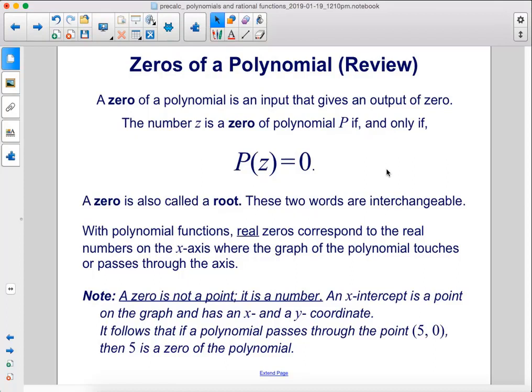With polynomial functions, real zeros correspond to the real numbers on the x-axis where the graph of the polynomial touches or passes through the axis. Note, a zero is not a point, it's a number. An x-intercept is a point on the graph and has an x and y coordinate. It follows that if a polynomial passes through the point (5, 0), then 5 is a zero of the polynomial.